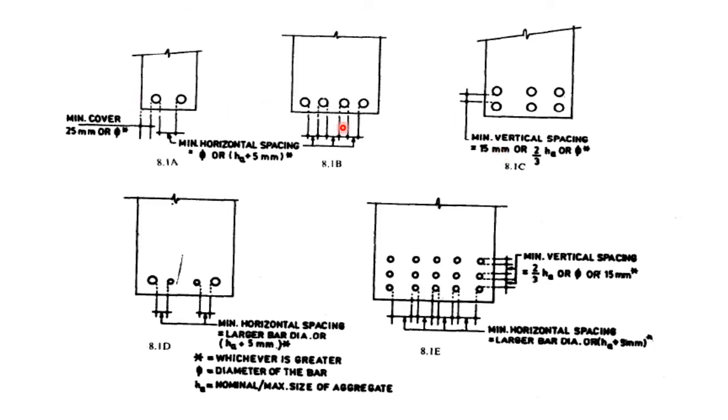But these three conditions are satisfied only when the diameters of all the bars are the same. If the diameters of the bars are different, then you have to consider the larger diameter of the bar and correspondingly consider the other conditions.